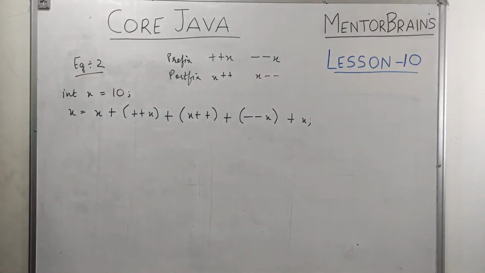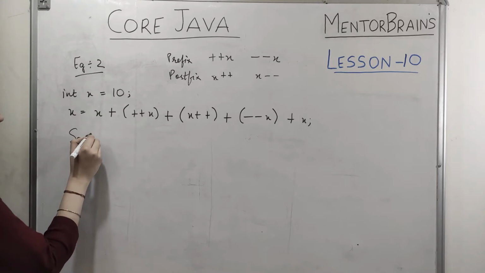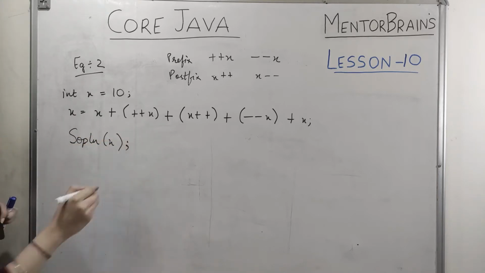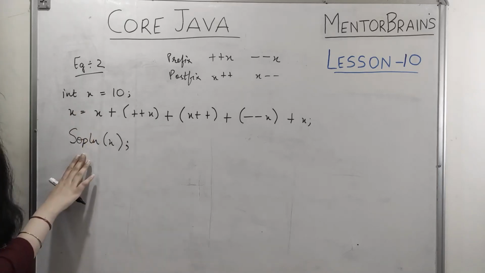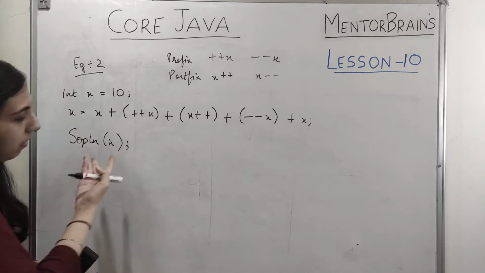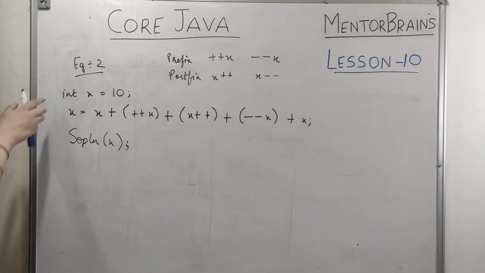Okay, so we are going to execute it. At last I am printing it with sopln. This is the short form for writing System.out.println. In the computer, sopln can't be written as it is. Just remember it is written as System.out.println, but because of lack of space and so that I can write fast, I've written sopln. Okay, so we are going to execute it one by one.